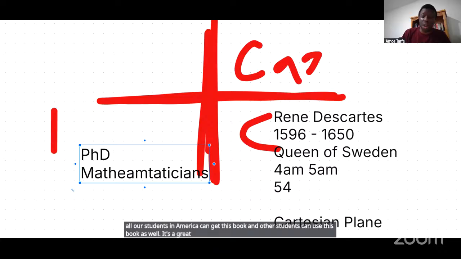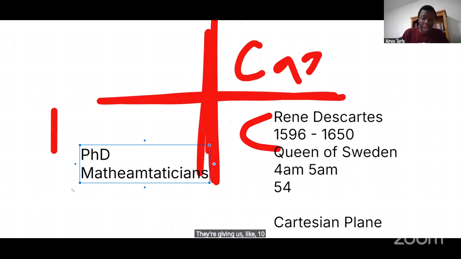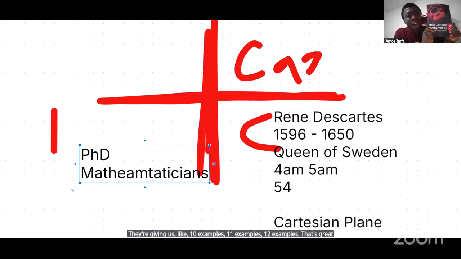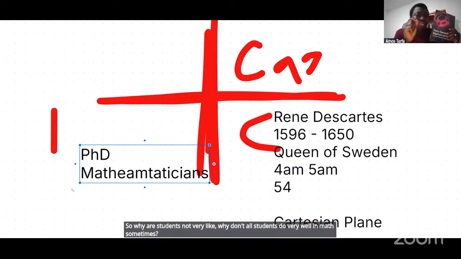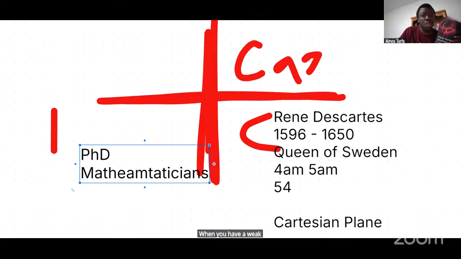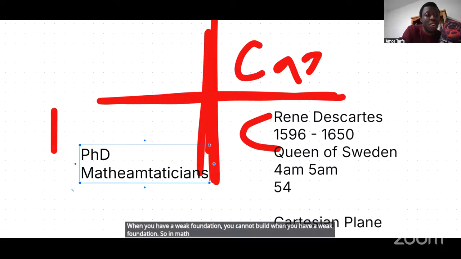But when you open New General Mathematics, I open to a new chapter. They're giving us like 10 examples, 11 examples, 12 examples. That's great. So why don't all students do very well in math sometimes? Because in math, you cannot build when you have a weak foundation. So in math, you cannot allow a child whose foundation is faulty to do the next lesson.